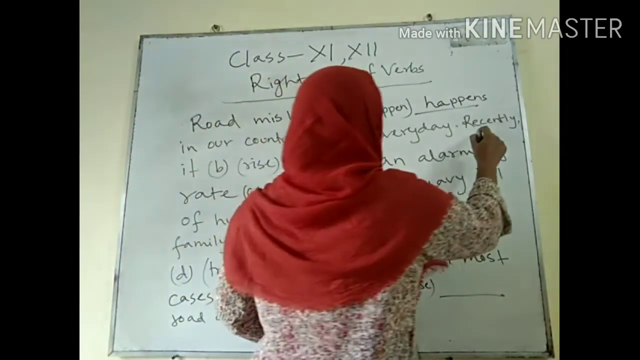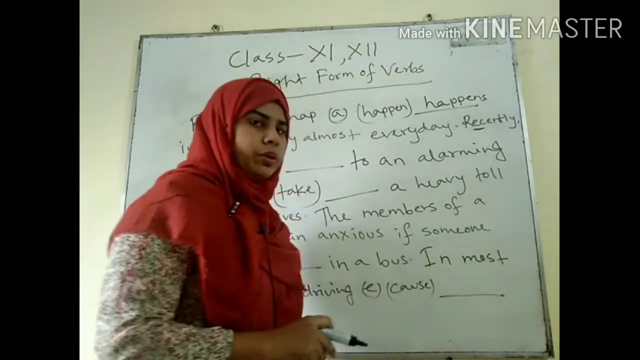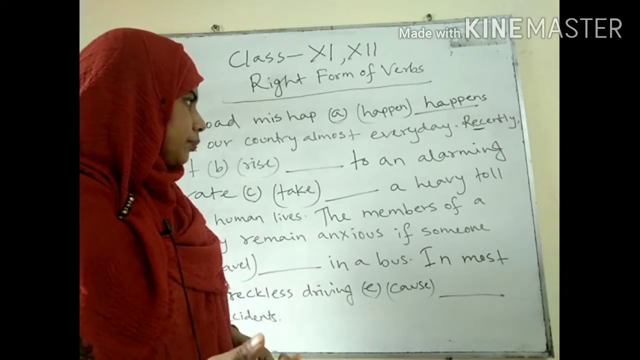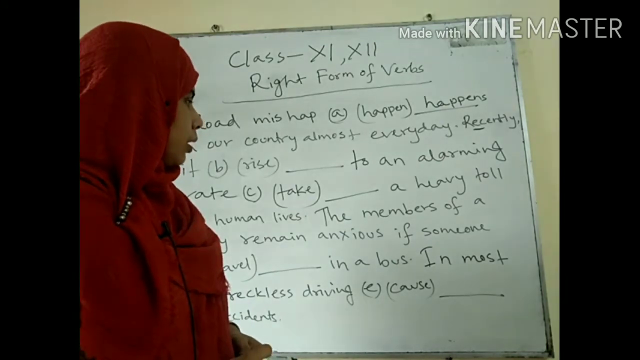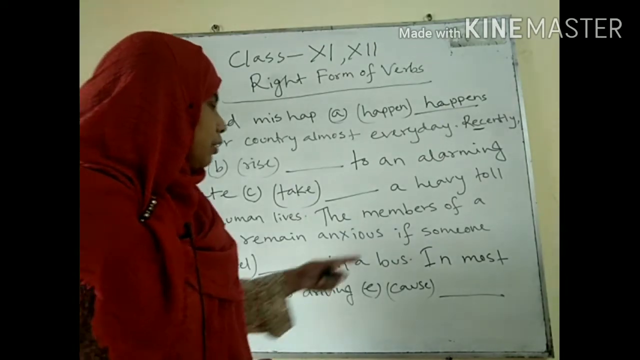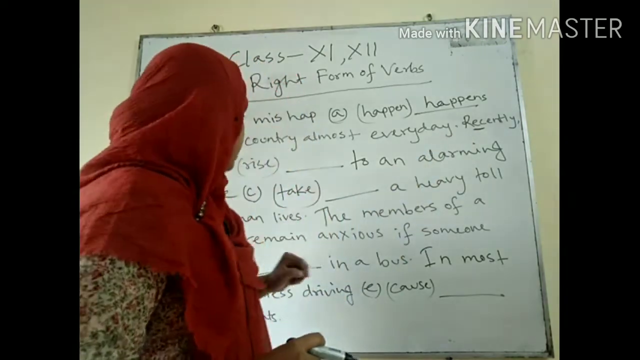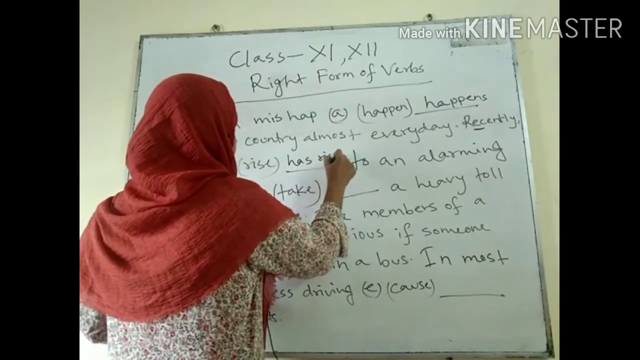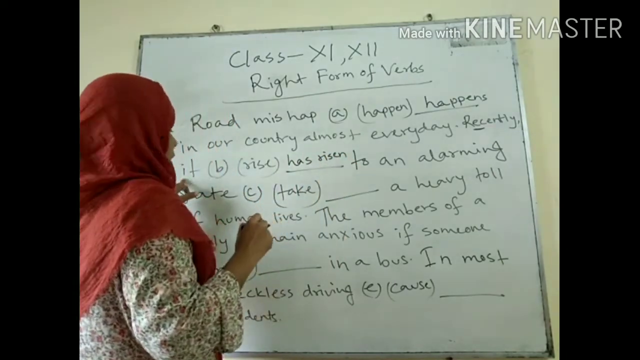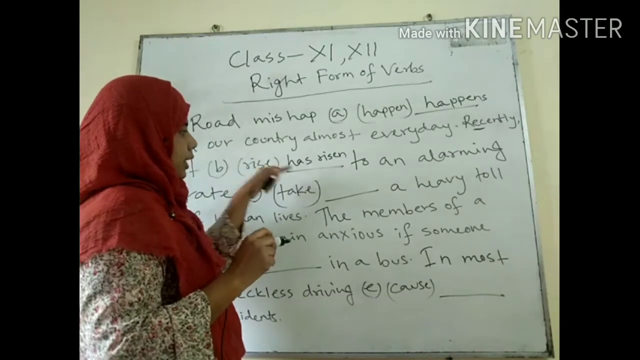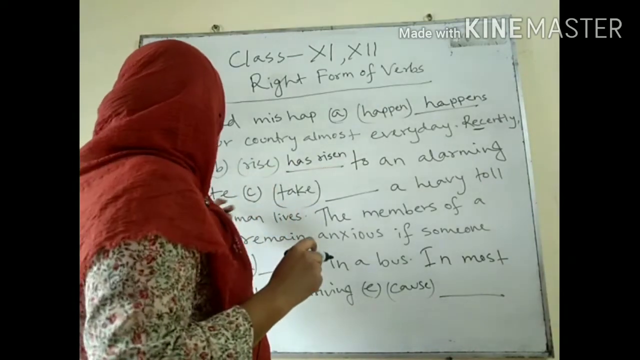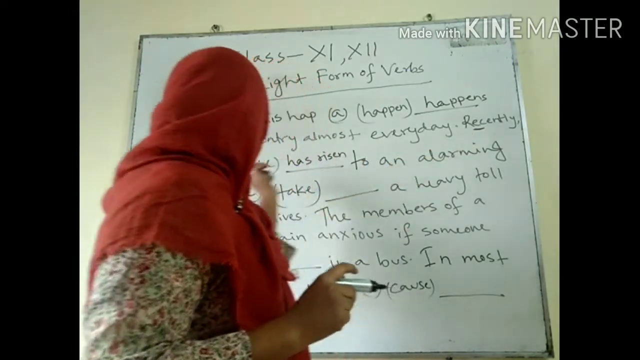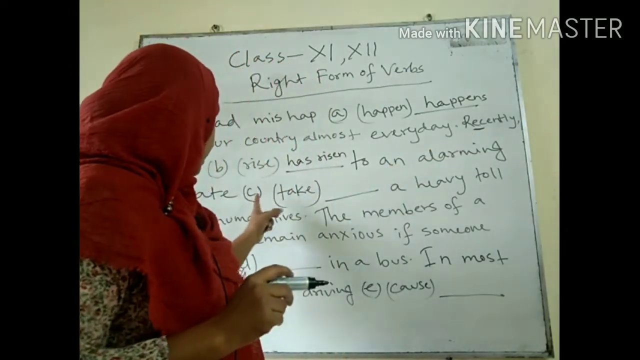Recently. Then the second one, this is also an important rule of right form of verbs. Recently, I have just told it a few minutes ago. If we find recently, we have to do it in present perfect. So, has risen. As the subject is it, we have used has risen to an alarming rate. Just look at the sentence: recently it has risen to an alarming rate.